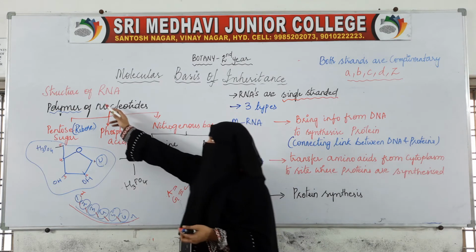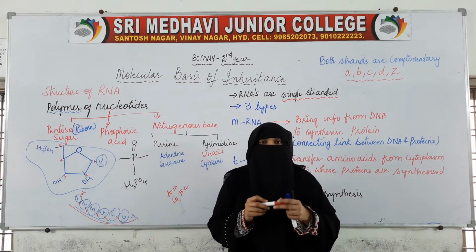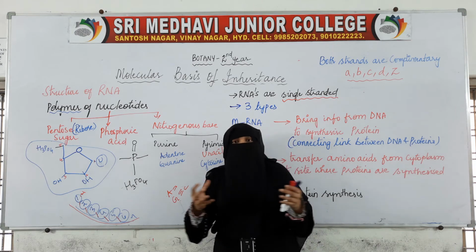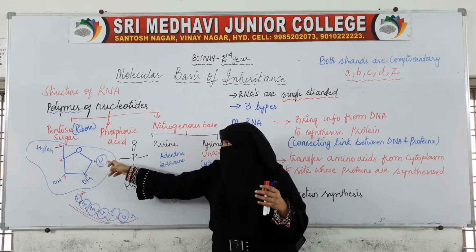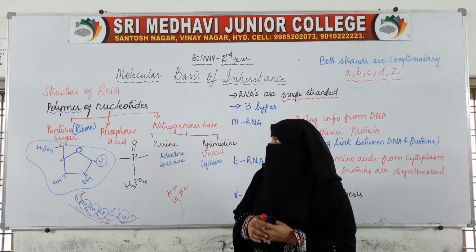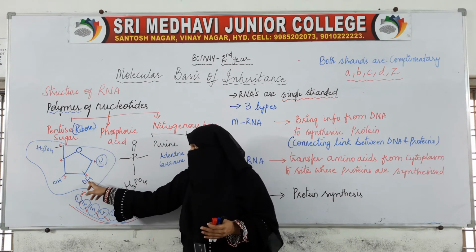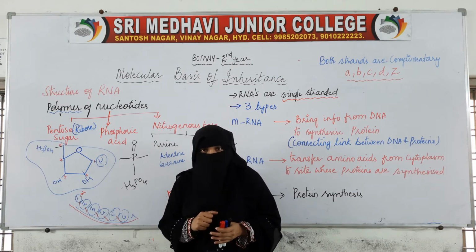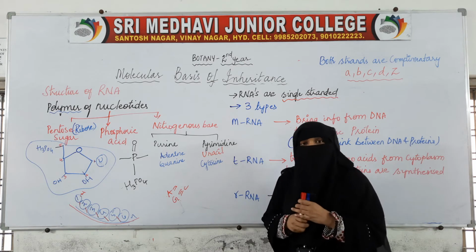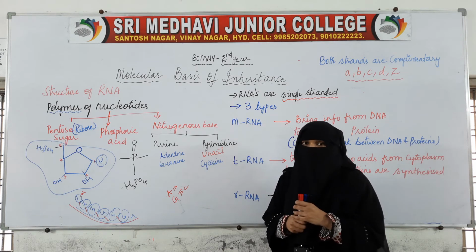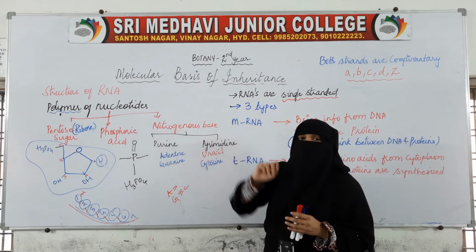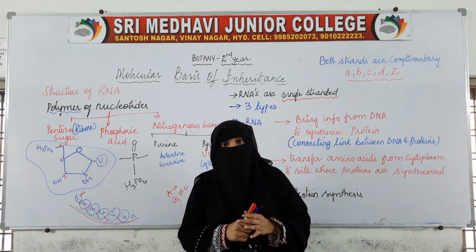So RNA and DNA, both of them are polymers of nucleotides. Both are big molecules made of small units called nucleotides. The only difference between RNA and DNA is in the pentose sugar, where the second carbon also has an OH group, and in the pyrimidine, where instead of thymine they have uracil. Adenine always pairs with uracil. This is the only difference. Both DNA and RNA are polymers of nucleotides.